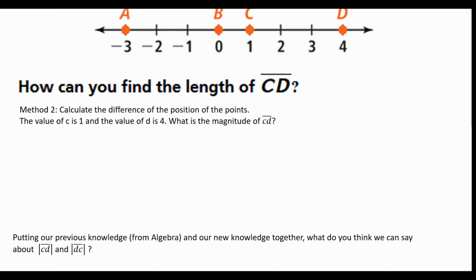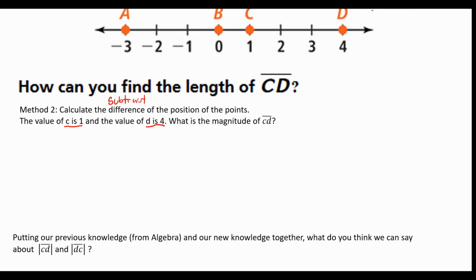So let's look at how we would find the length of CD mathematically. Well, by the ruler postulate, we can see that the value of C is 1 and the value of D is 4. And then it says to do this, we need to calculate the difference of the position of the points. Difference is another word for subtract. So we know we need to subtract or find the difference between 1 and 4.